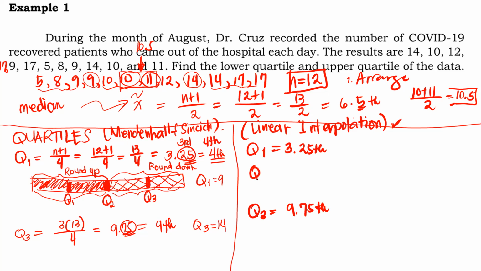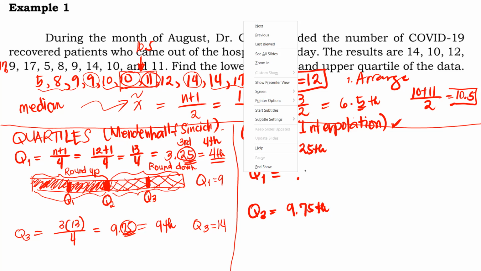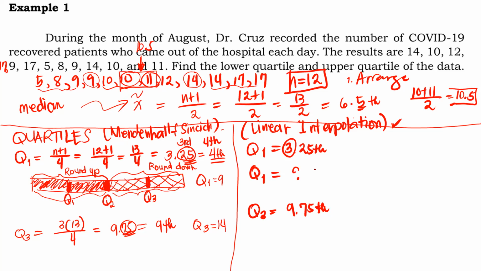To compute Q sub 1, first take the third data. What is our third data? Our third data is 9. Right? That's 9. And then after that, add 0.25 of the difference, because it lies between the third data and the fourth data.